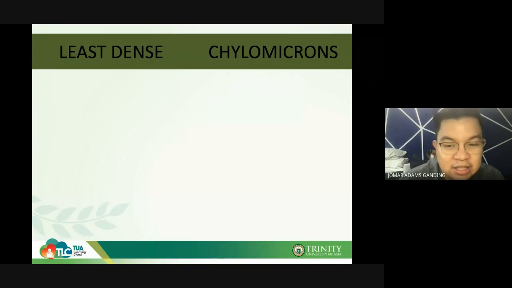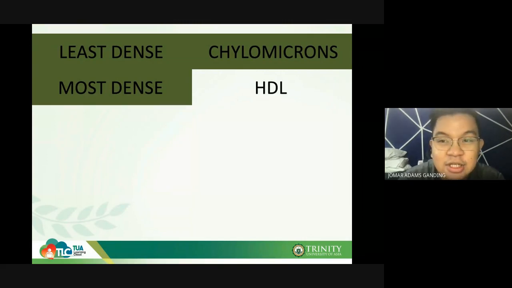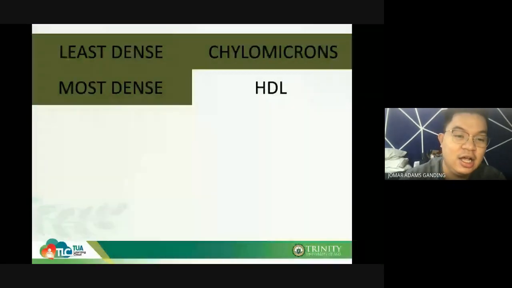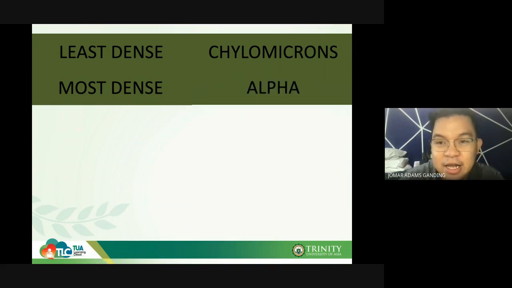Okay, what is the most dense lipoprotein? Most dense. Okay, good. I'm seeing answers. These are your HDL. What is the other name for your HDL? Good cholesterol. Aside from good cholesterol, based on electrophoretic pattern, what is the other name of your HDL? Based on electrophoretic pattern, these are your alpha lipoprotein.